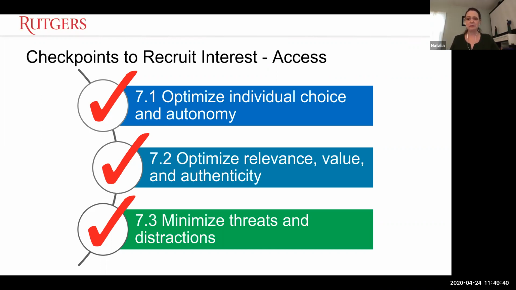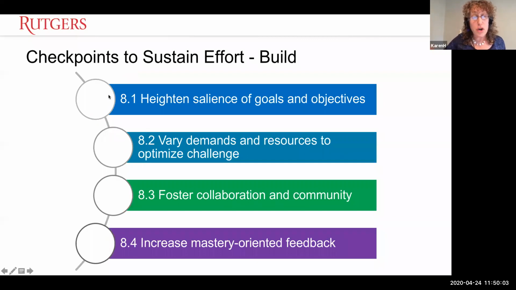So as we move through this, I'm hoping you're going to see, partly because we're going to be wrapping up soon, that as we go through these checkpoints, you might be thinking about the Quality Matters Higher Education Rubric, because that's what we're going to begin making a connection to. So these are the checkpoints for sustaining effort.